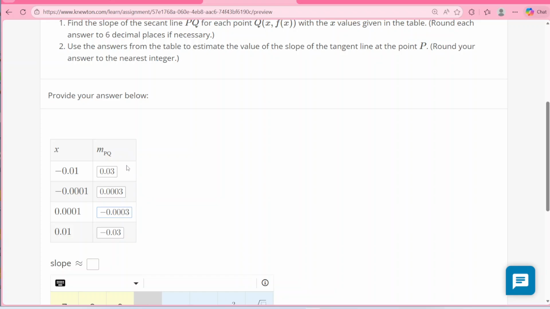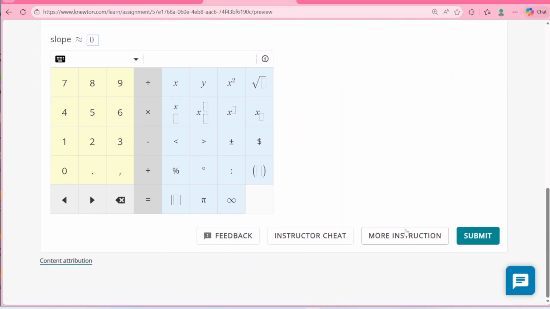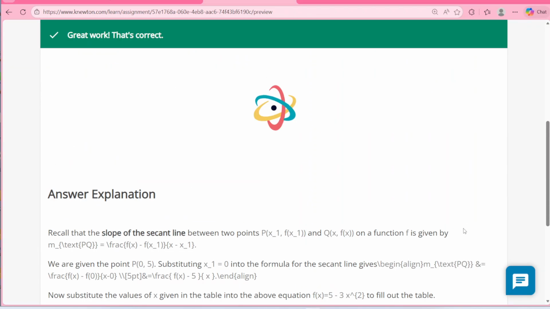All right. So once again, based on all these slopes, you see how when x gets closer to 0, the slopes of these secant lines are also getting closer to 0. So the slope of the tangent line, I would say, is approximately 0, around the nearest integer. And these are all getting closer to 0 as x gets closer to 0. So submit. Hooray.